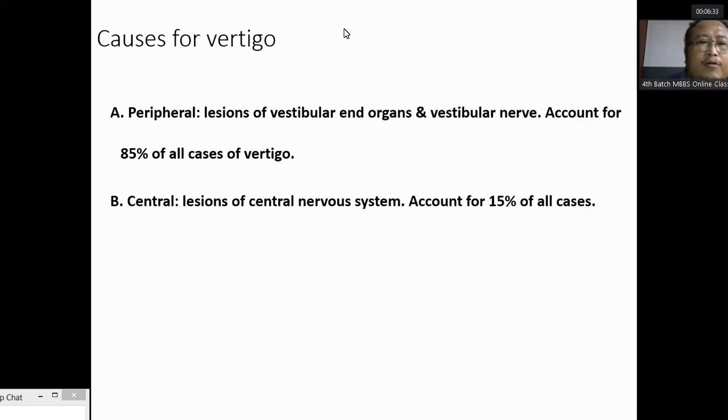As we all know, 85% of the vertigo cases are related to the peripheral type of lesions, where the vestibular end organs and the vestibular nerves are the main culprit. The central nervous system accounts for about 10 to 15%, but they may be serious ones.